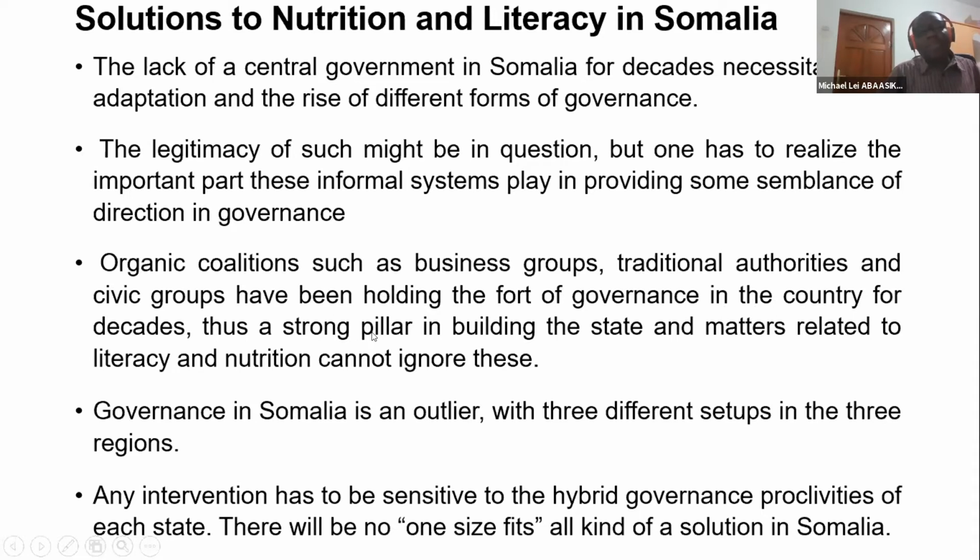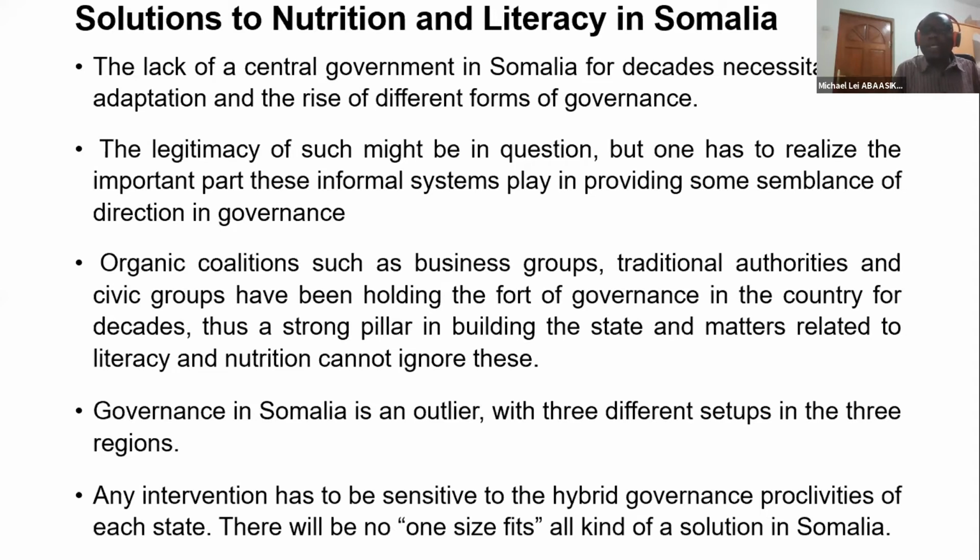Therefore, to bring in solutions to the country, we need to consider these groups in bringing peace to Somalia. When you bring in traditional authorities, you bring in the business groups, which are at the moment controlling the economy of the country. Bringing all these groups together will therefore enhance some kind of stability in the country, and therefore bring in peace. And when there is peace, people are able to produce agriculture, and then people are able to go to school.